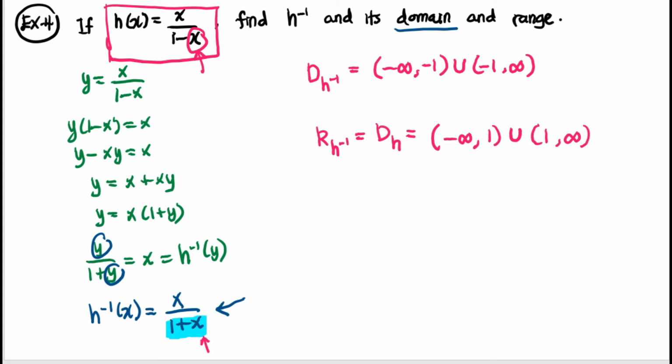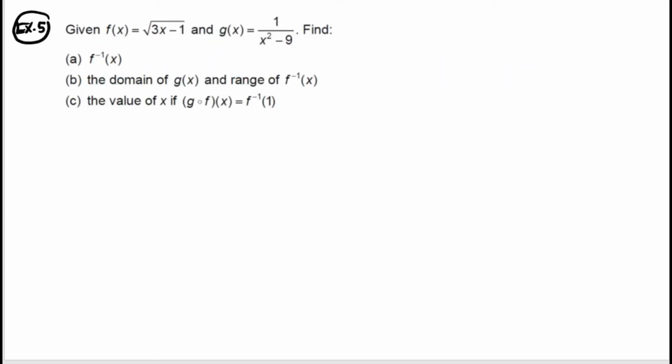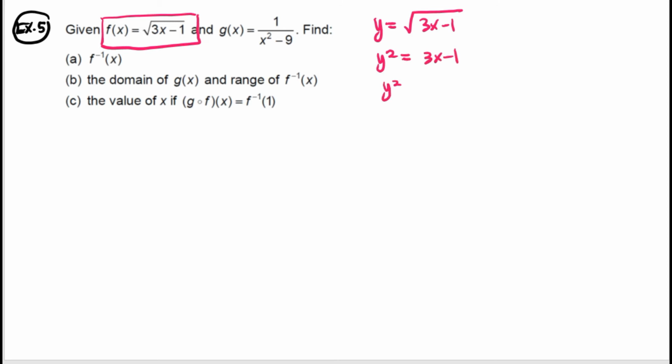Okay, now let's look at this example 5 here. We are given two functions. We need to find the f inverse. So this is f. We'll just let y equal to the square root of 3x minus 1. So y squared is equal to 3x minus 1. Therefore, I'll have y squared plus 1.